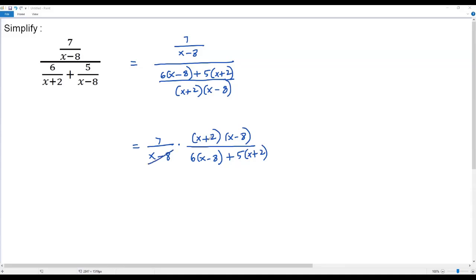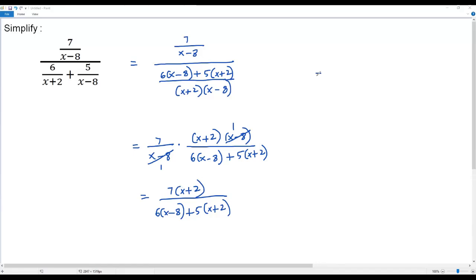The x minus 8 and x minus 8 will cancel out. I'm getting 7 times x positive 2 over, so here we have 1 because x minus 8 will cancel out, and we'll have 1 over here. When I multiply this 1 and this complete denominator, I'm getting 6 times x negative 8 positive 5 times x positive 2. Now in the numerator, I can distribute this 7 to x and 2.